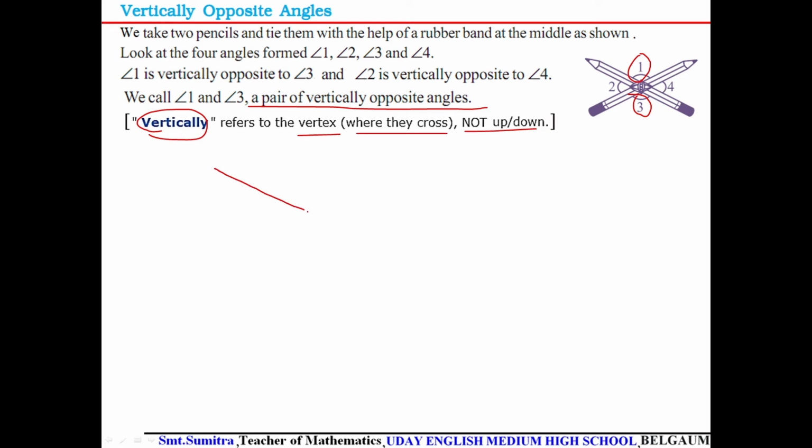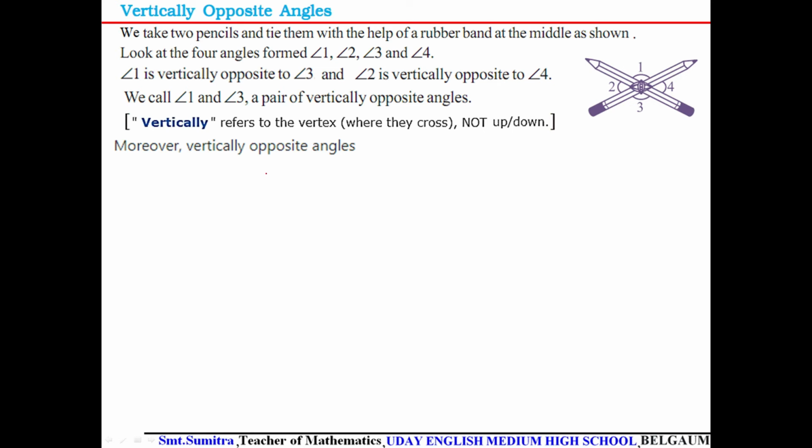So here the vertex is there. These two angles are vertically opposite angles. Similarly, these two angles. Moreover, vertically opposite angles are always equal to each other.